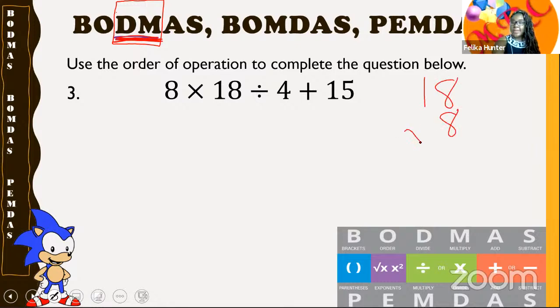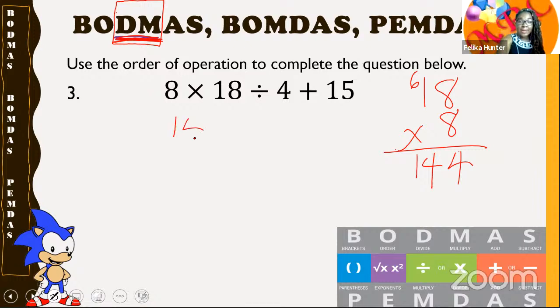So 8 times 18, and we do 8 times 8: 64, carry our 6. Then 8 times 1, 8 plus 6, 144. Well done, Panda. So we have 144 there, divided by 4 plus 15. So it's 144 divided by 4 plus 15. Now what are we going to do next? Which operation?